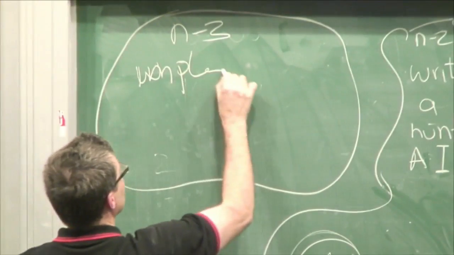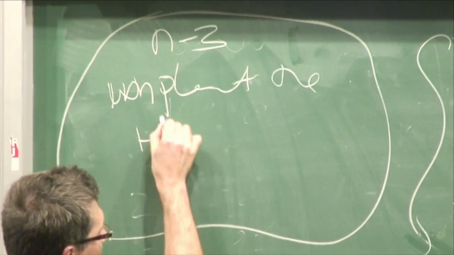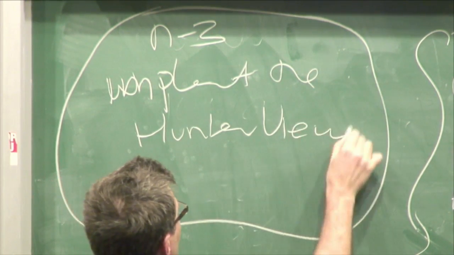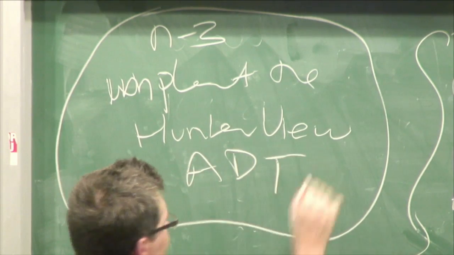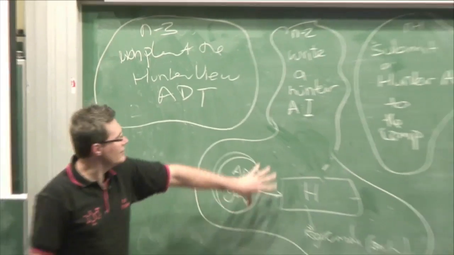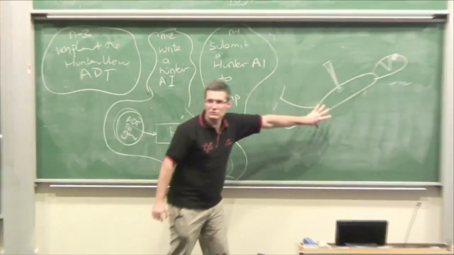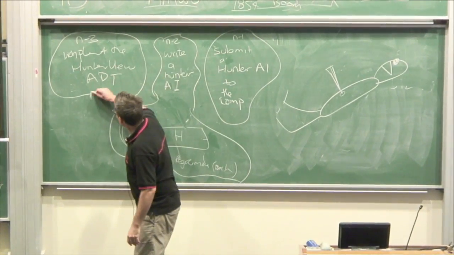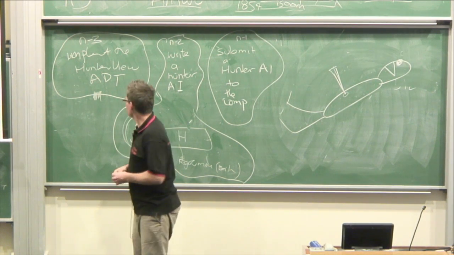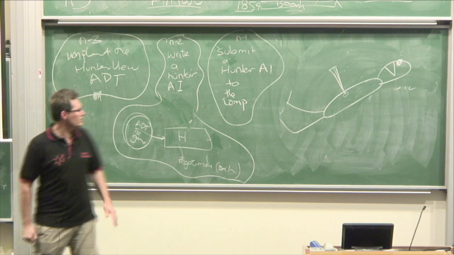Implement the hunter view ADT. If you've implemented it, then your hunter can use it, then you can go in the comp and kill Dracula. This is due soonish, end of week 9 or something, I think. No, no, not this week. No.